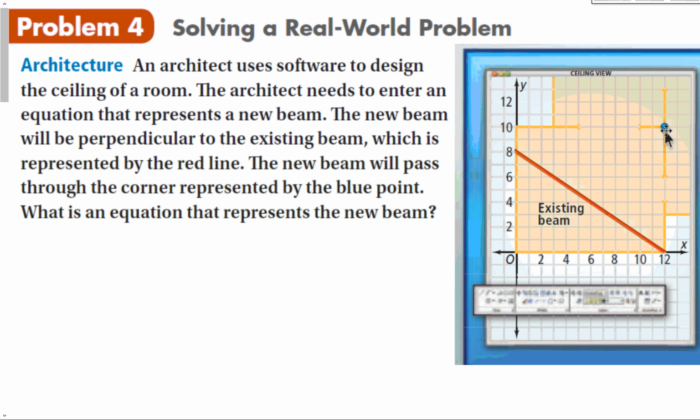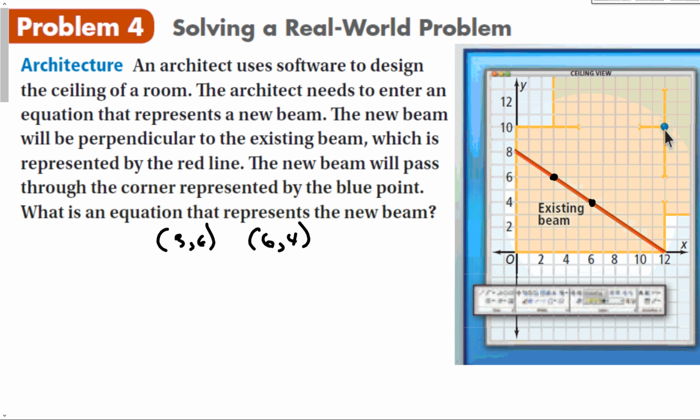Okay, well, let's think about this. I need the slope of this line and the coordinates of this point to be able to find some sort of perpendicular line. Okay, well, let's find some good points here. That one looks like a good point. That's (3, 6). That one looks like a good point. That's (6, 4). So we have 2 points, (3, 6) and (6, 4).